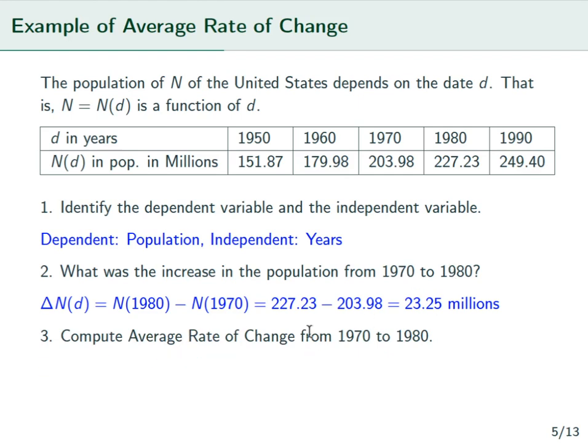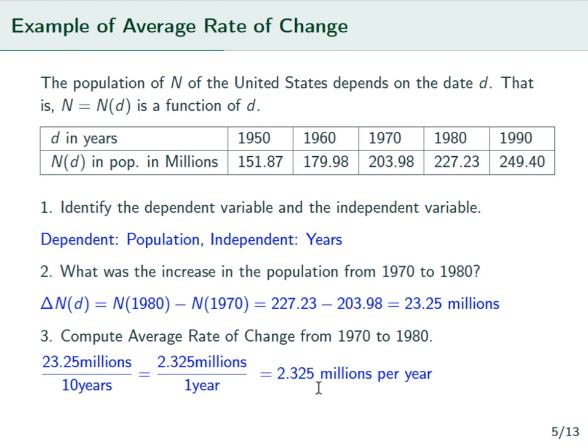So let's try to compute the average rate of change between these two populations, 1970 and 1980. From these two years, we had an increase in population of 23.25 million over a 10-year period, because from 1970 to 1980, 10 years have passed. So we divide by 10 years, which is equivalent to 2.325 million per 1 year. We're dividing by 10 essentially. We divide 23.25 by 10 and we get 2.325 million per year.